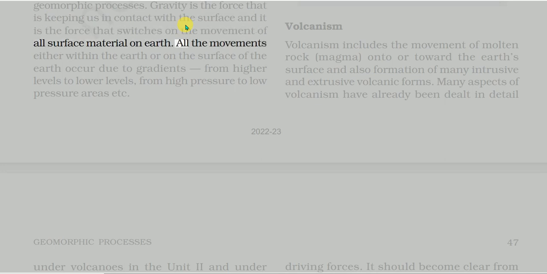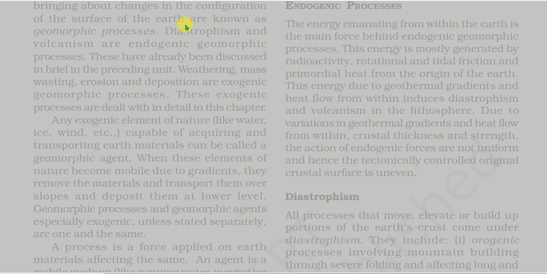All the movements either within the Earth or on the surface of the Earth occur due to gradients, from higher levels to lower levels, from high pressure to low pressure areas etc. Endogenic processes. The energy emanating from within the Earth is the main force behind endogenic geomorphic processes. This energy is mostly generated by radioactivity, rotational and tidal friction and primordial heat from the origin of the Earth.